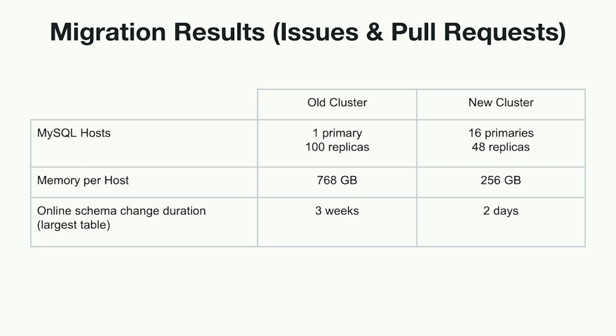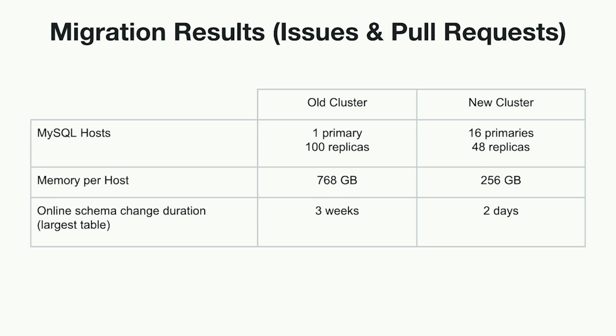So there's a huge difference in cost between those two setups. What we also noticed is, I mentioned this before, right? Online schema change duration times were really, really bad before. So on the largest table in the issues and pull request cluster, I looked up the time it has taken us to add the repository ID column. On the largest table, it was 3 weeks.